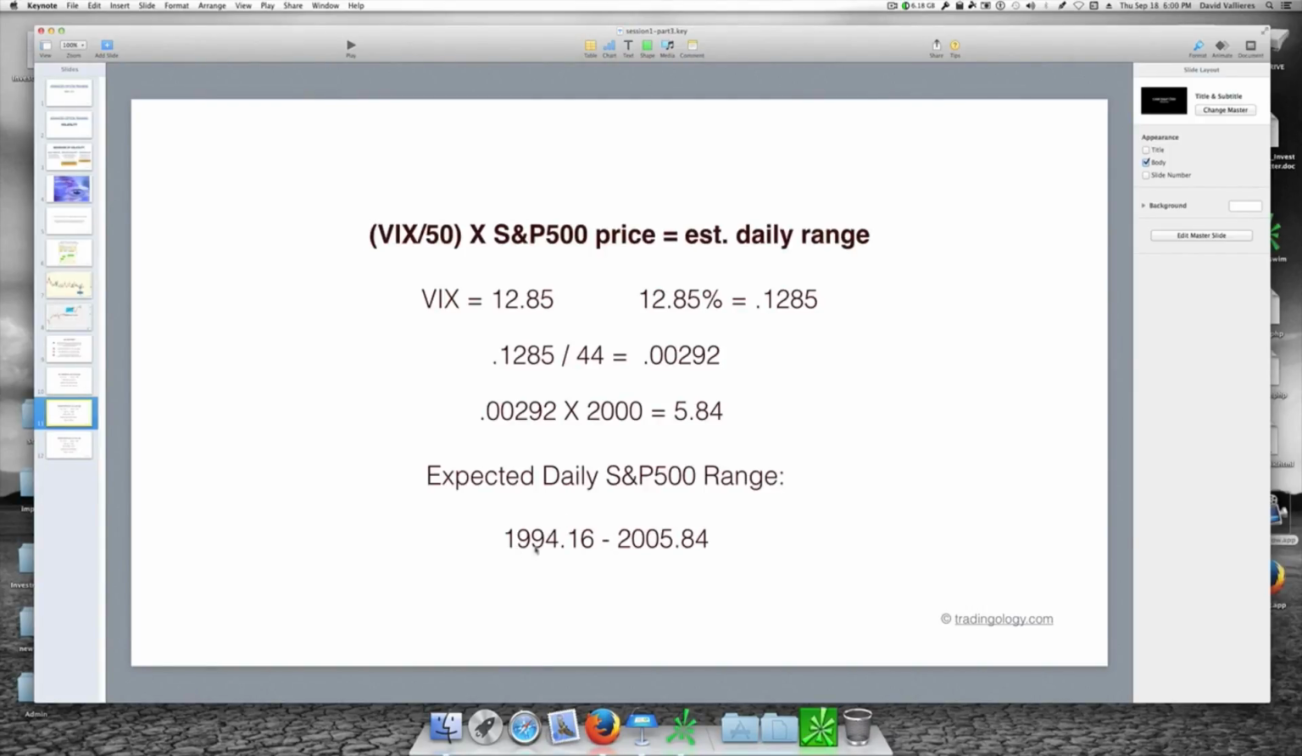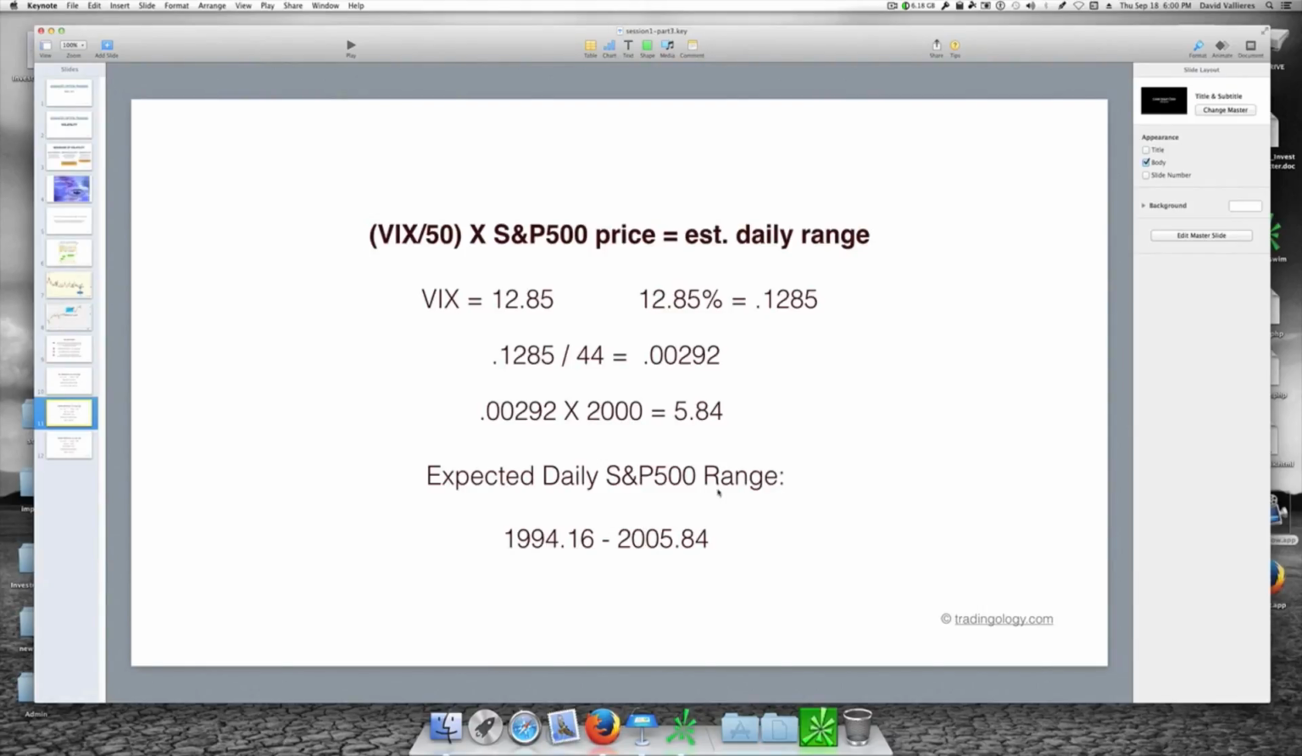And so it could be as low as 1994.16, which is 2000, the current price of the S&P 500, minus 5.84, and at the high end 2005.84. So obviously that's why this range is wider than the 5.84. It's actually double that. Because if the market does start to decline immediately from the open, you would expect that the low of the day would be 1994.16.